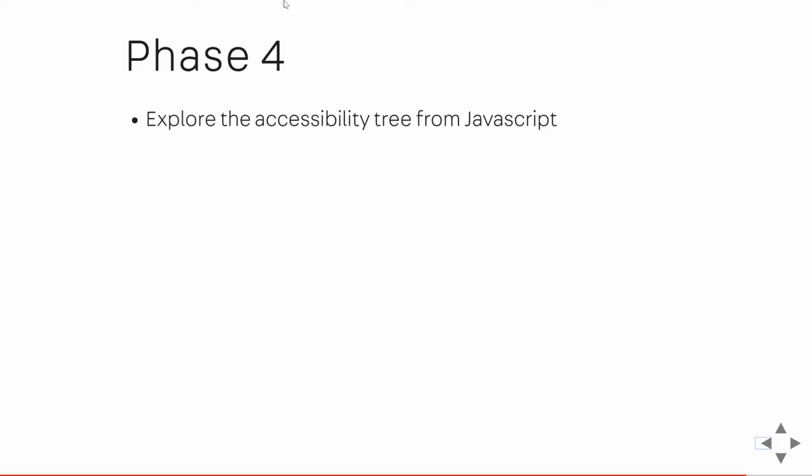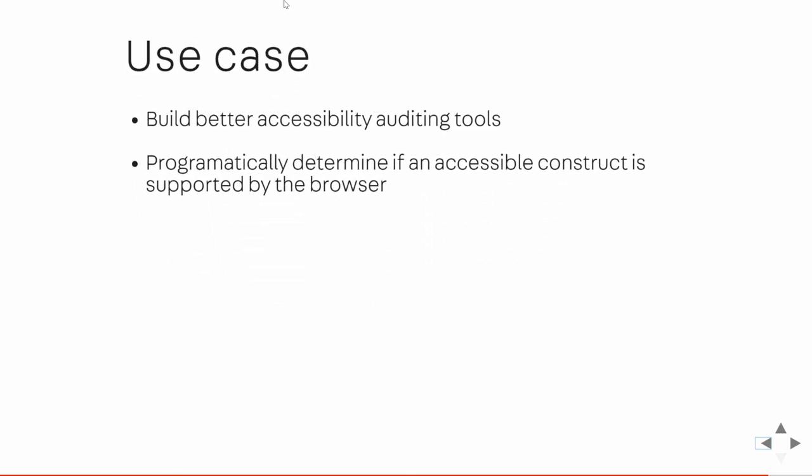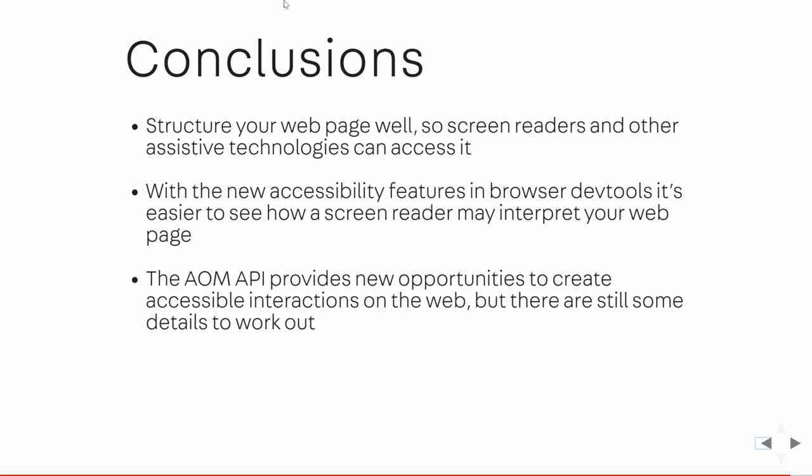We have to finish, and that's good, because the only last thing I wanted to say is there's a phase four. You can explore the tree, you can build better auditing tools. Now auditing tools are based on the DOM, and now you can base them on the real accessibility tree. So yeah, the conclusions, I will skip them because you can read them yourself, unless you're blind.